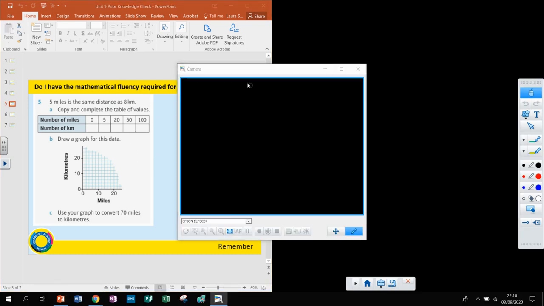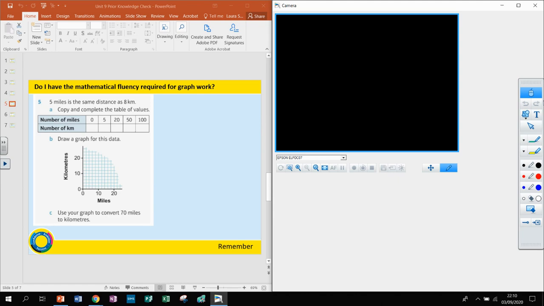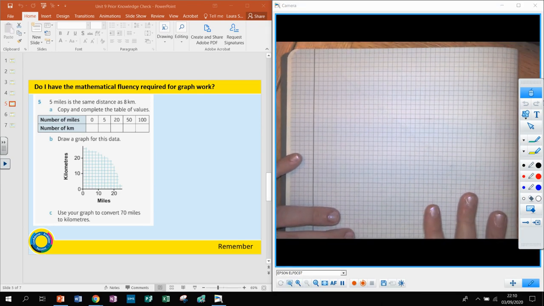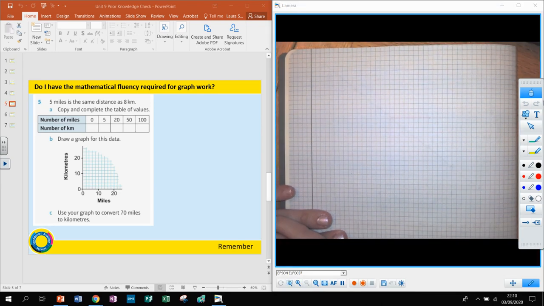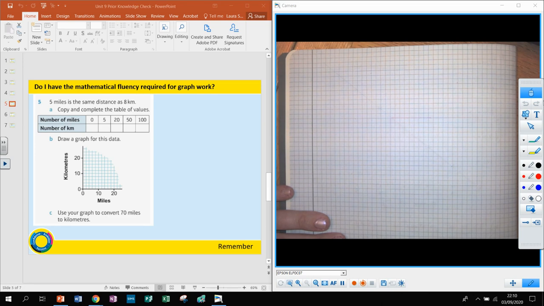So this one is a pretty important one because it's looking at the conversion between miles and kilometers, and that does come up regularly. And we should remember, without having to look it up, that 5 miles is the same as 8 kilometers. That's an important conversion. I could also say that 1 mile is 1.6 kilometers for ease, okay? But this one says to copy and complete the table of values. Well, we can do this because we know how to convert miles into kilometers. All right, I'm going to show you how to come up with that conversion if you forget.